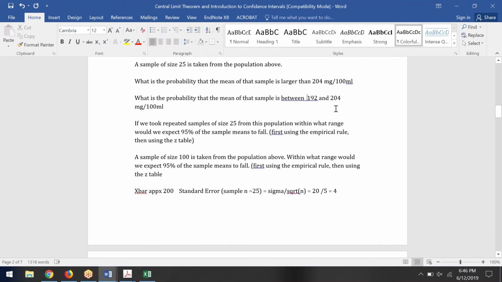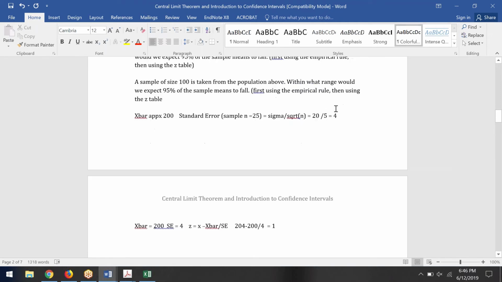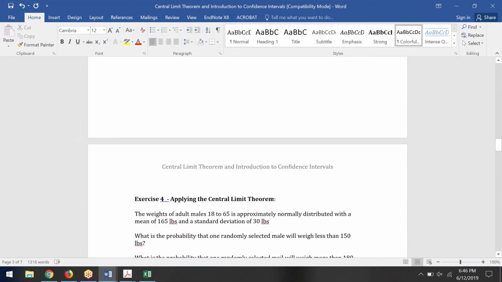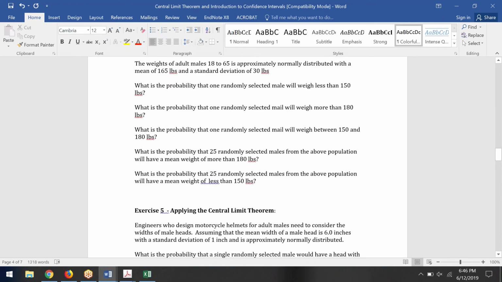Okay, a little confusing, right? But it's important that we understand that this is an immense tool for us, because now we're starting to understand how samples behave.